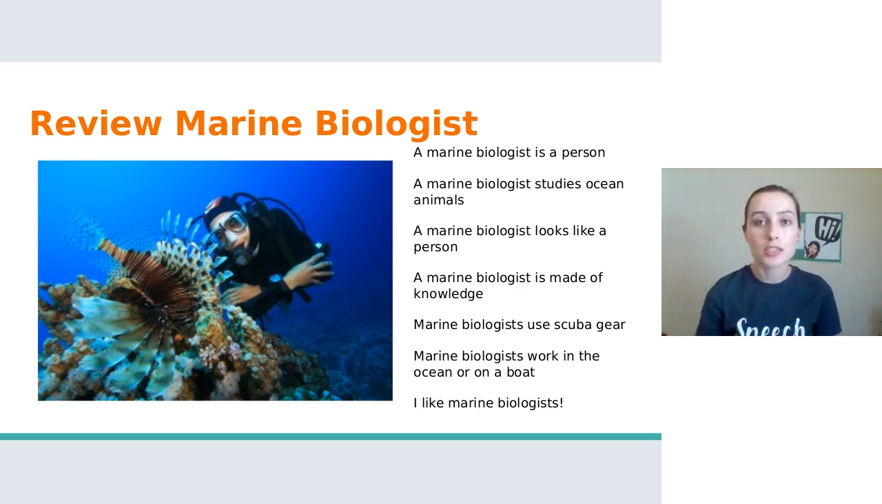So let's review what we described a marine biologist as. We said a marine biologist is a person, that's their group. A marine biologist studies ocean animals, that's what they do. A marine biologist looks like a person. And remember, looks like can be anything. So a person can look like all different things. They can have different color hair. They can be short, tall. They can be really skinny. They can have different clothes that they wear. So those are all things that you can describe a person with.